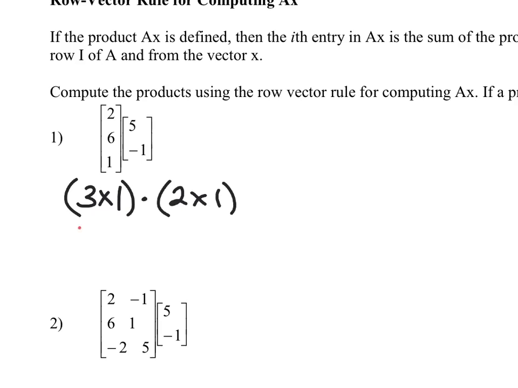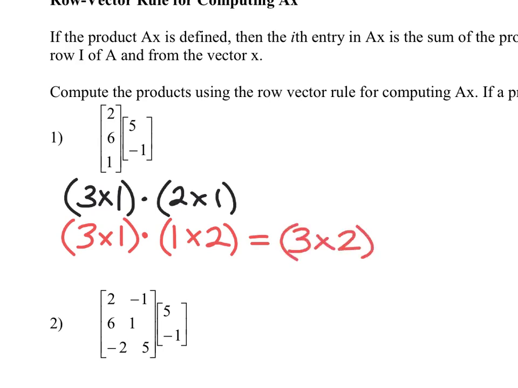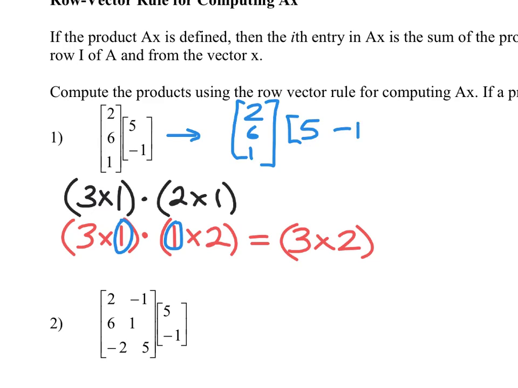All right, so let's say I leave the 3x1 as is. What I would want to do is make this a 1x2, which would then yield a 3x2. Because the number of columns in the first matrix has to correspond to the number of rows in the second matrix. So then this would be a rewrite of 2, 6, 1 against 5, -1.